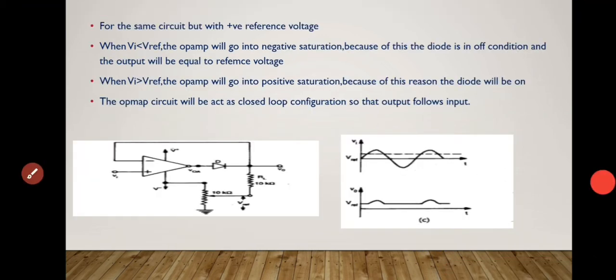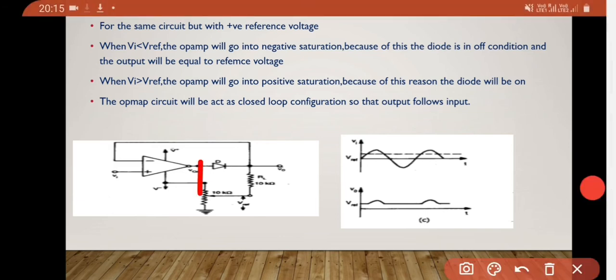For the same circuit but with positive reference voltage: when Vi is less than Vref, the op-amp will go into negative saturation because the diode is in the off condition, as I told earlier, and the output will be equal to the reference voltage. When Vi is greater than Vref, the op-amp will go into positive saturation, and positive is connected to the anode, and the diode will be on, and the output follows the input.